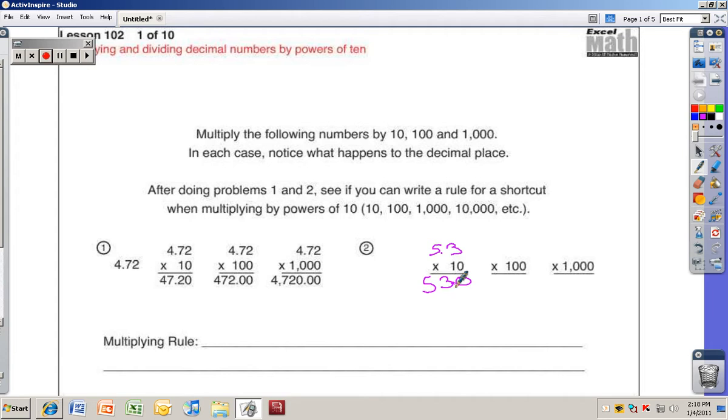Okay, now do the next one. 5.3 times 100 would be 530.0. There. Okay, now do it times 1,000.